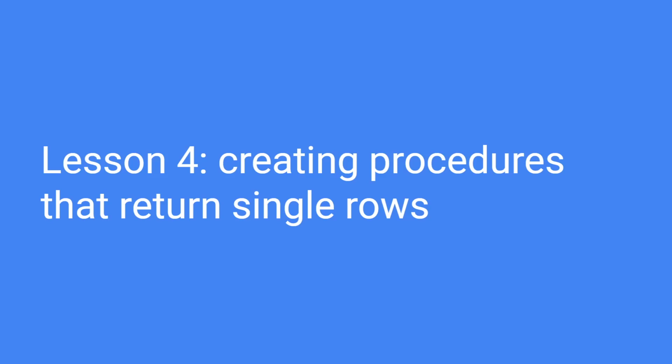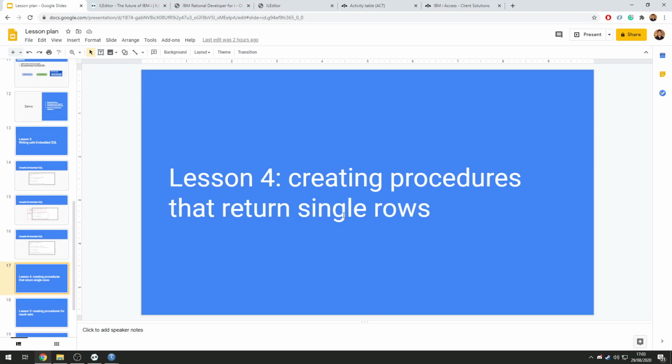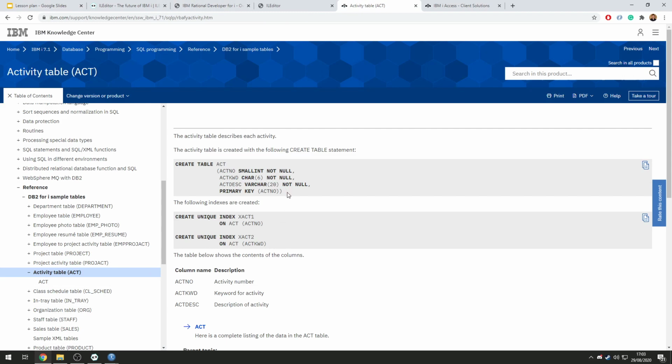Okay, so welcome back. This is lesson 4, creating procedures that return single rows. Single rows, very simple. It does what it says on the tin. We're going to be creating procedures that return basically single rows from the database. In this case, we'll use the ACT table just to save the effort. It's a fairly simple table, 3 columns: an int5, a character 6, and a varchar 20.